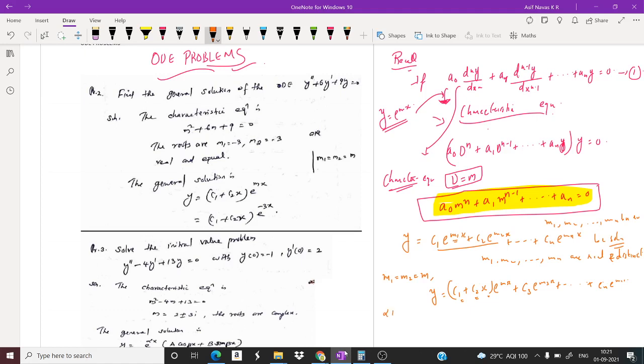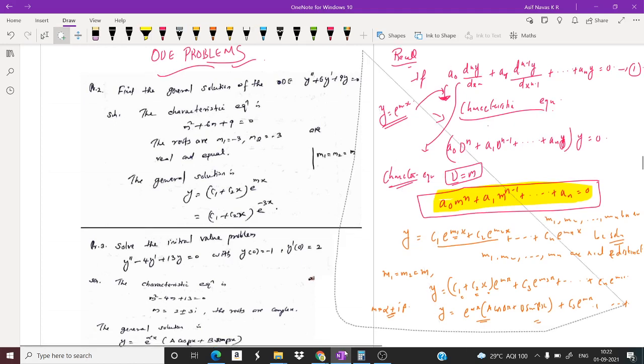Now, if there is a complex root, we know that if m is a conjugate pair alpha plus i beta and alpha minus i beta, then the solution is e^(alpha x) (a cos beta x plus b sin beta x), plus, if all other roots are real and distinct, you can write like this. If there are repeated complex roots, then I told you that e^(alpha x) (a1 plus a2 x) cos beta x, and similarly plus (b1 plus b2 x) sin beta x. So this is how we can find the solution of an ODE.